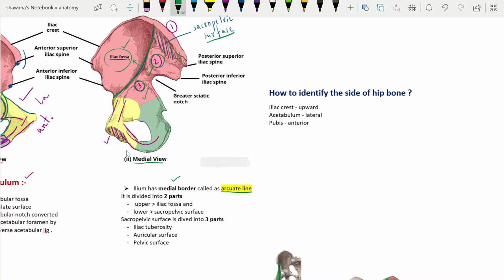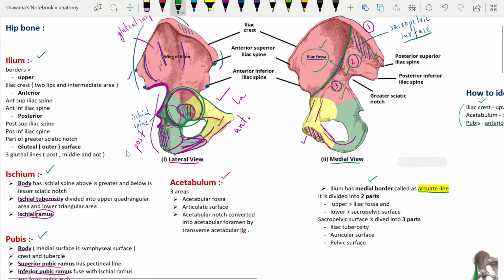So, how do we identify the side of the hip bone? If you are holding the hip bone, how do you identify whether it is left or right? First of all, the iliac crest should be held upward. The acetabulum should be lateral, and the pubic bone should be anterior. These three are the main rules for holding the hip bone, so we can be confident that we are holding it correctly.